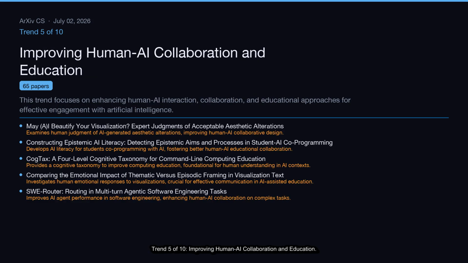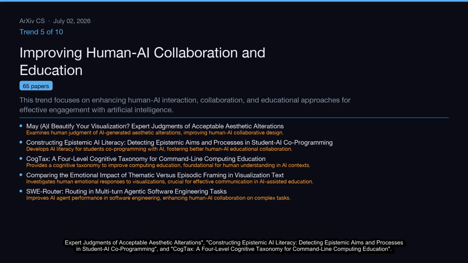Trend 5 of 10, improving human-AI collaboration and education. This trend focuses on enhancing human-AI interaction, collaboration, and educational approaches for effective engagement with artificial intelligence. This cluster covers 65 papers. Representative work includes I beautify your visualization, expert judgments of acceptable aesthetic alterations, constructing epistemic AI literacy, detecting epistemic aims and processes in student AI co-programming, and CogTax, a 4-level cognitive taxonomy for command-line computing education.